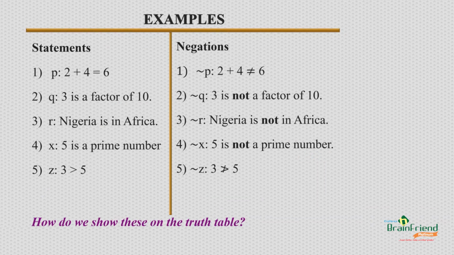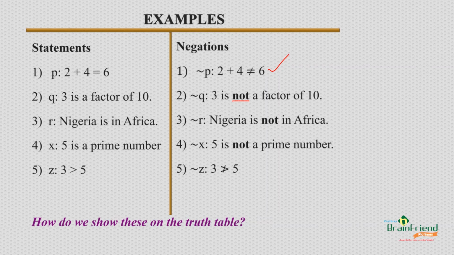Let's see examples of where negation is applied. Our first statement, 2 plus 4 is equal to 6. Let's represent that with P. The negation of this statement will be tilde P, which means negation P, 2 plus 4 is not equal to 6. The next statement is 3 is a factor of 10. Let's represent this statement with Q. The negation of this statement will be tilde Q, which is the same thing as not Q, would be 3 is not a factor of 10.